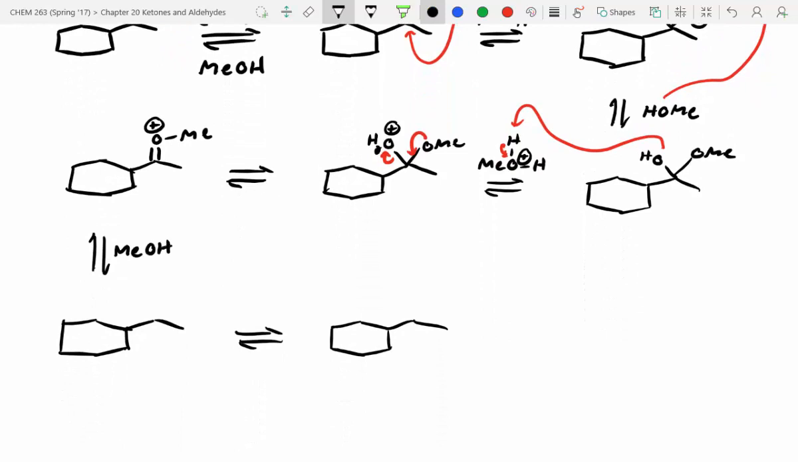Now we've got methanol around. What do you think could happen? Repeat. Yeah, I can repeat that attack. This carbon is still electrophilic because that oxygen has a formal positive charge. We can kick up electrons onto that oxygen.